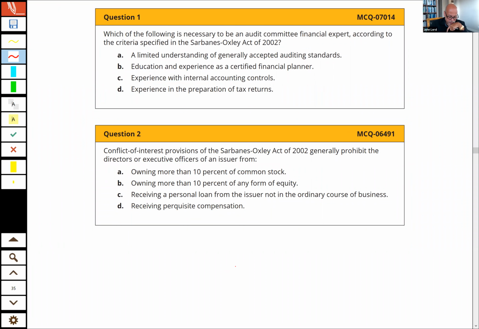The concern I have, and maybe I'm just being too hard of a coach here, is that I wanted 100% on this, okay? Because when I look at this question, what do they expect of a financial expert? Limited understanding of generally accepted auditing standards is complete nonsense. Education and experience as a certified financial planner. Where did we say anything? That's ridiculous. We never said anything. Now, maybe we got confused and thought we read certified public accountant there. Then they couldn't give us that answer because that would be the kind of thing. But certified financial planner, where did we say that? And why would that be the case?